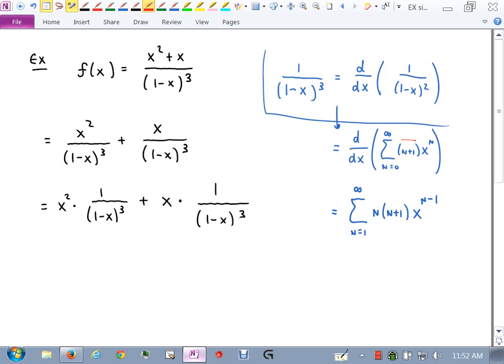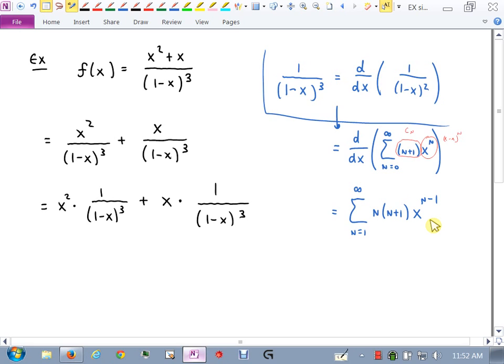Remember, the n plus 1 is our c sub n. The x to the n is our x minus a to the n. So when you apply the derivative to this, the c sub n, you do not touch it, right? You do not touch that when you take the derivative. It stays. It is a constant. The only thing that is affected is the x to the power. That power comes out, and the n plus 1 is still there, untouched. Then you subtract 1 from the power. Questions?